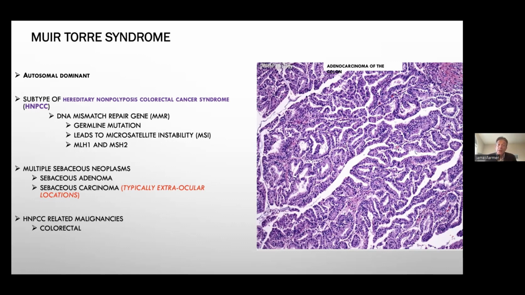carcinoma. Ocular sebaceous adenomas, yes, but not sebaceous carcinomas. They often occur on the genital region or on the ear, for example. And then you're all aware of the colorectal carcinomas that are associated with the hereditary non-polyposis syndromes.